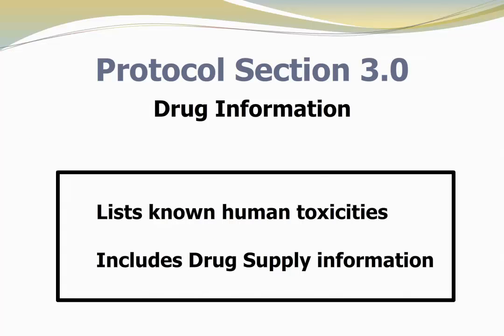Section 3 is the drug information section. This section lists human toxicities that are already known to be caused by the agents used on the study. This section is also your resource for information regarding drug supply. Much of the time, one or more of the agents specified is commercially available and not supplied for the study. But just as often, one or more of the agents is provided specifically for the research, so this is where you look to know whether or not you need to do anything special to get the drug.